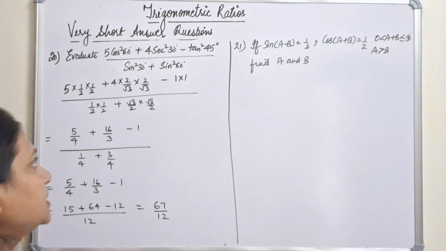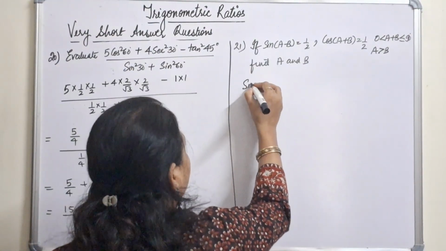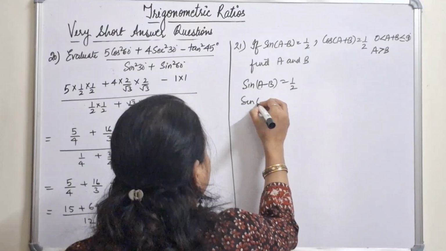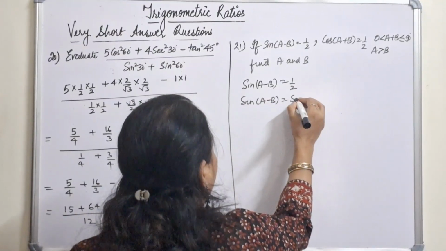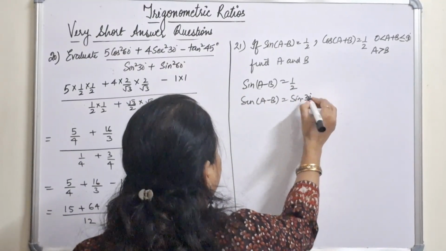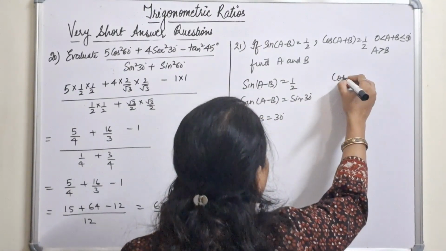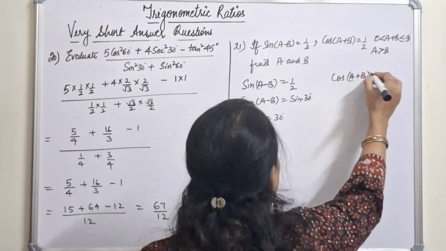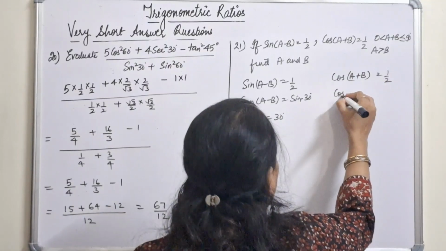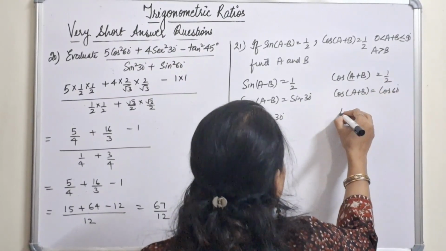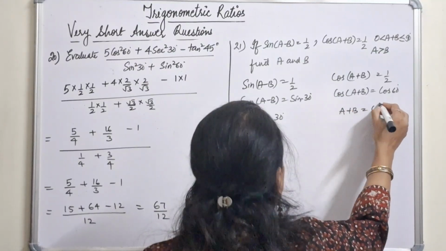Next, sin A minus B is equal to 1 upon 2. So this is sin A minus B is equal to sine of 30. So A minus B is equal to 30. Cos of A plus B is equal to 1 upon 2. So cos of A plus B is equal to cos of 60. So A plus B is equal to 60.